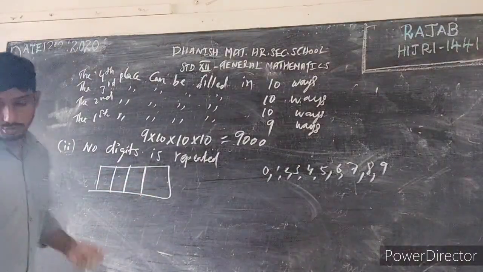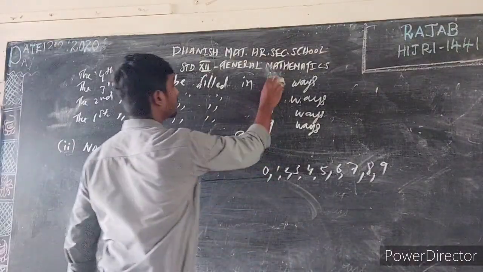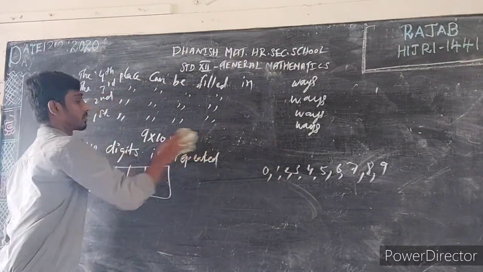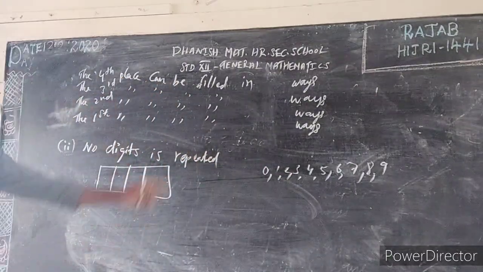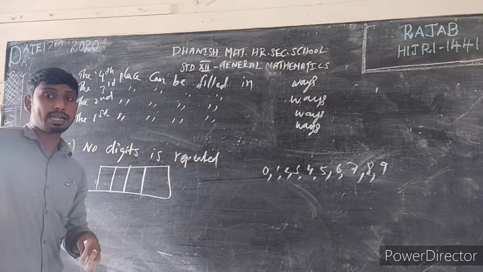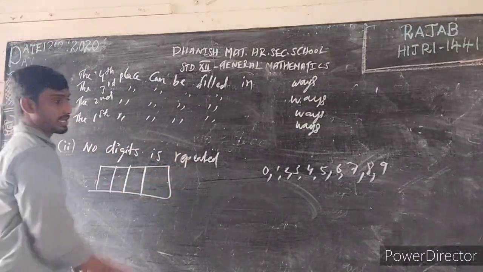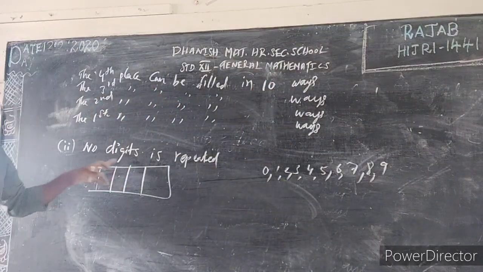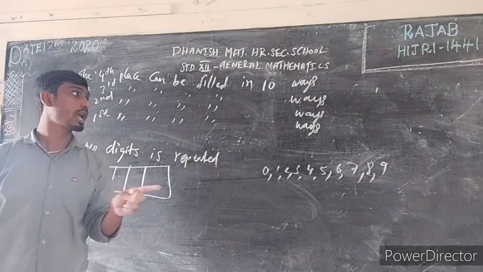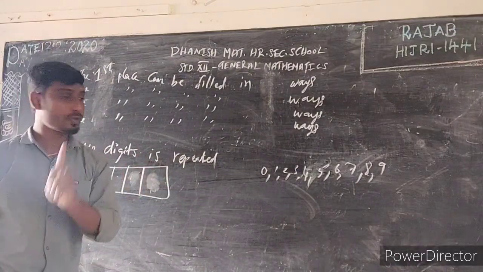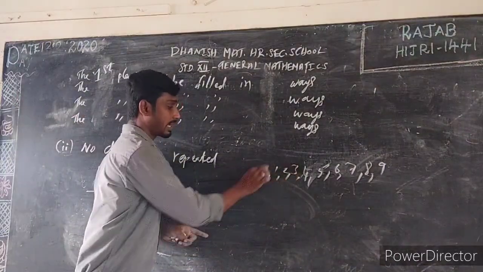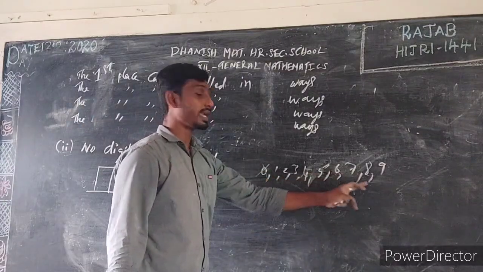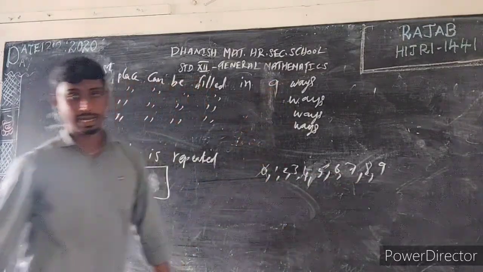Now we are going to find out the fourth place here. The fourth place can be filled in how many ways? It will be easy, you have to know, 10 ways. No digit is repeated, repetition is not allowed. It will not start with 0, we already know, so let me cancel this one. What are the remaining ways here? 1, 2, 3, 4, 5, 6, 7, 8, 9. How many ways here? 9 ways.